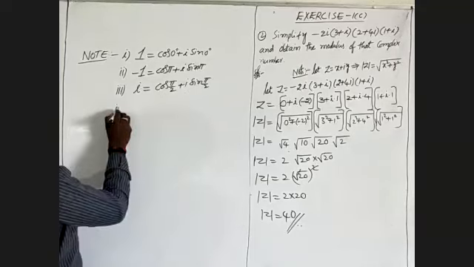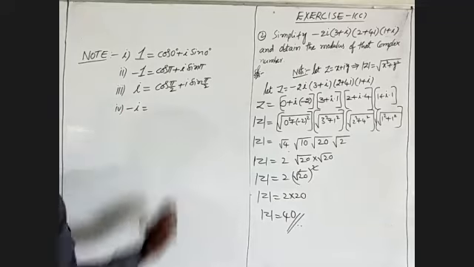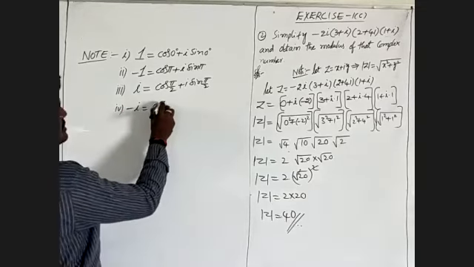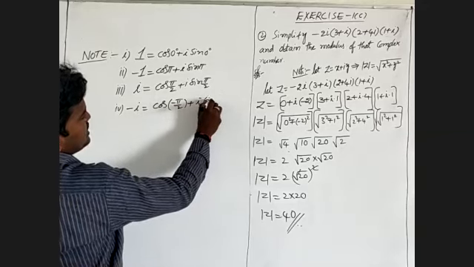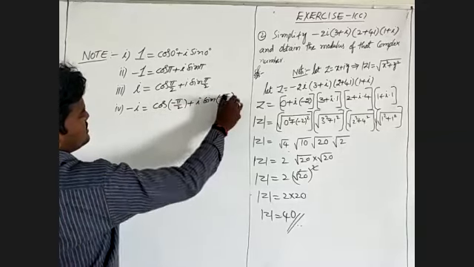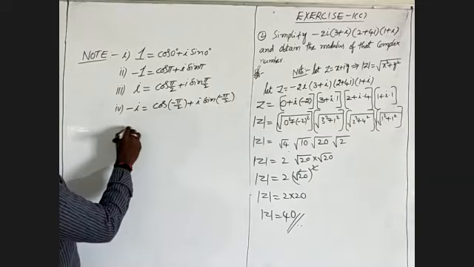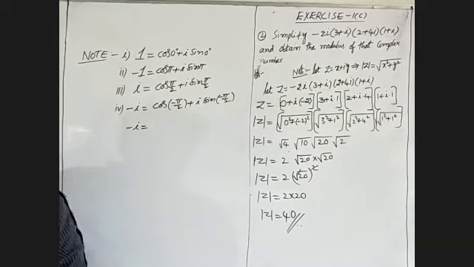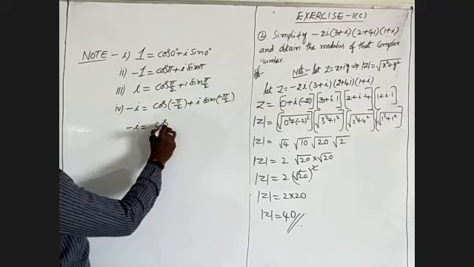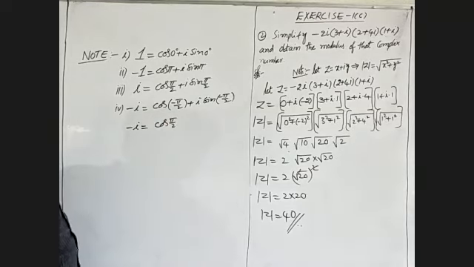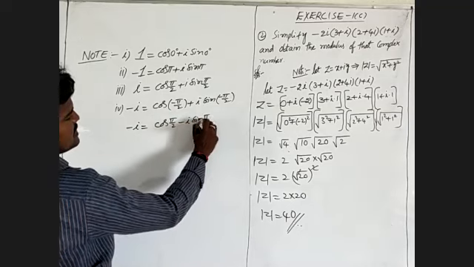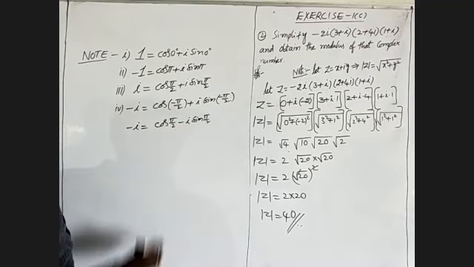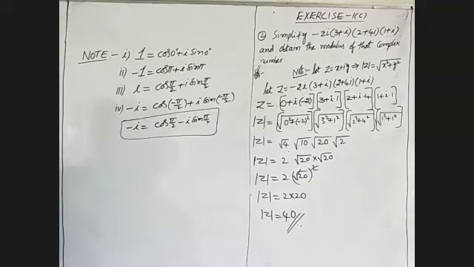After that, the fourth one is minus i. I will write cos of minus pi by 2 plus i into sin of minus pi by 2. That means minus i: cos of minus theta is cos theta always, that means cos pi by 2. Sin of minus theta is minus sin theta, that is minus i sin pi by 2. These 4 conditions are useful in complex numbers.